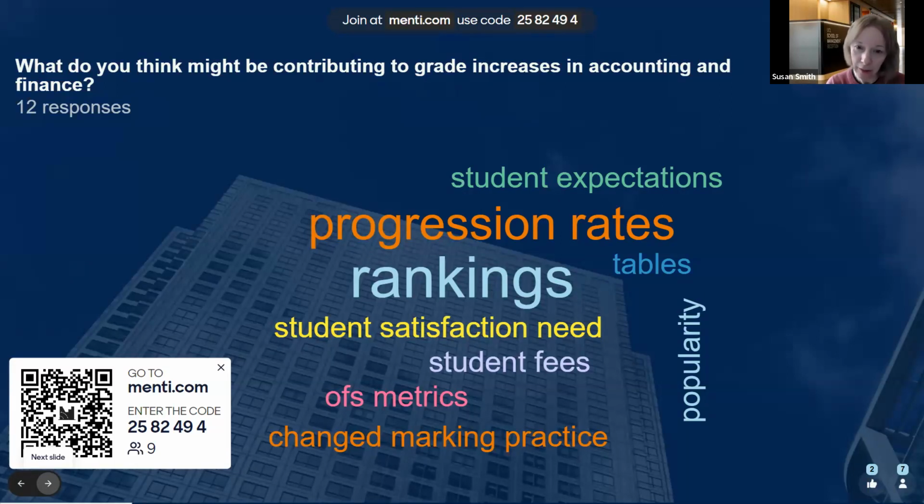Popularity, yes, I think so. And student expectations, yes, I'm sure we've all sat there and had the "I deserve whatever" discussion with students on various assignments. So it's fair to say that there's not just one thing potentially contributing. We're seeing quite a lot of different factors which are putting pressure on institutions and individuals working in the sector.